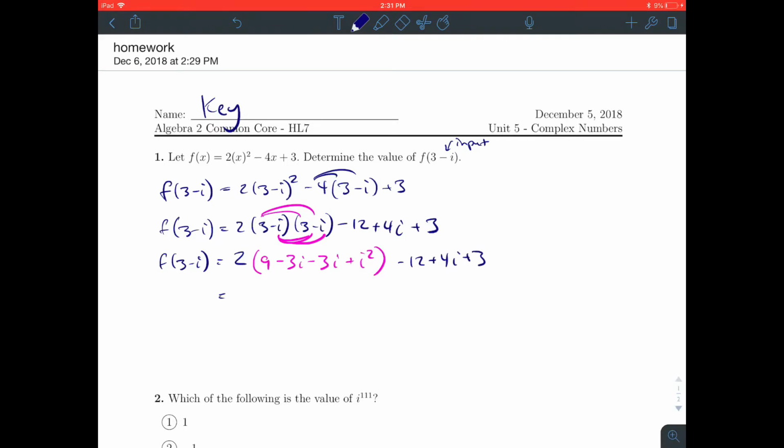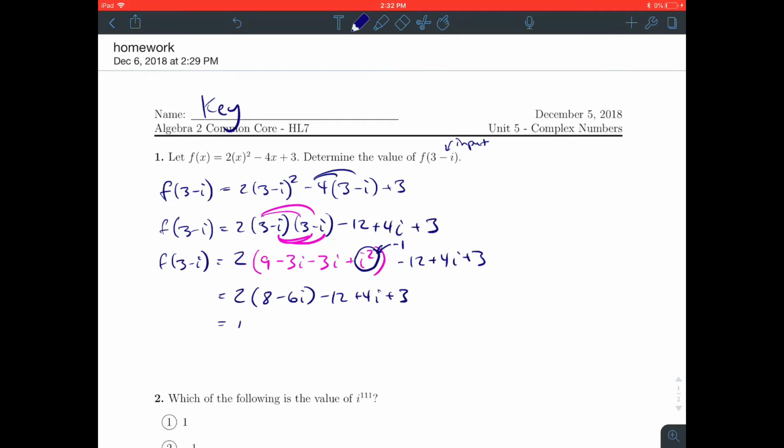So now let's combine like terms here. We have a hidden like term. If you remember, i squared is actually negative 1. So we can combine this negative 1 with the 9, giving us 8 minus 6i. I'll transcribe the rest down.